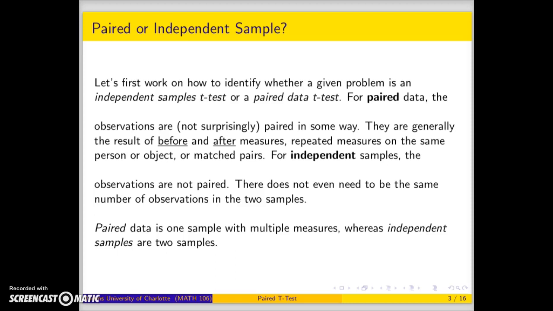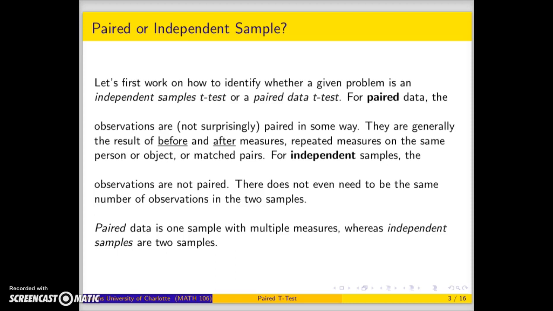So the first thing we need to do is talk about what does it mean to be a paired t-test. How is it different than the independent samples? Well, what we're looking for is whether the data is paired in some way. For paired data, also dependent data, the observations are paired in some way. That's obvious. A lot of times it comes from before and after measures, repeated measures on the same item or person, or any other way that we can match two pairs together.